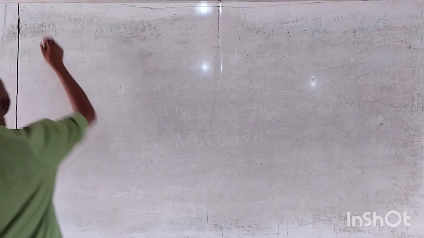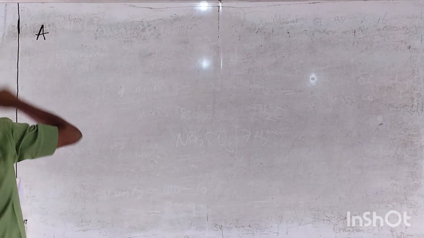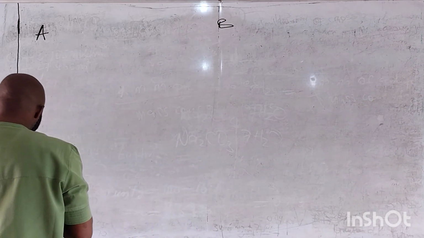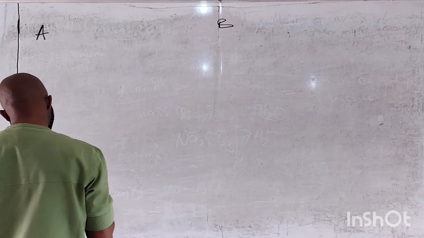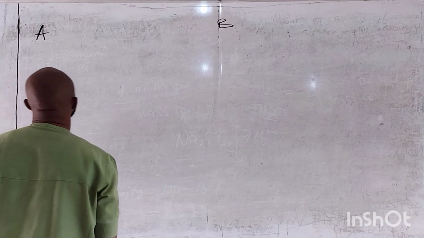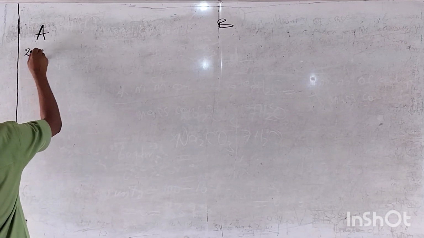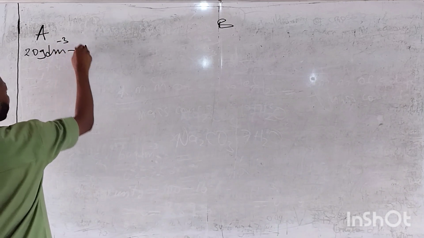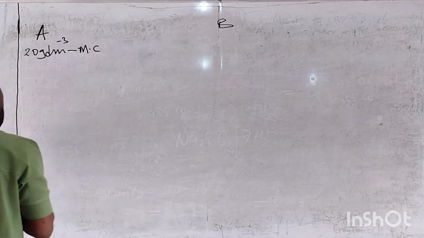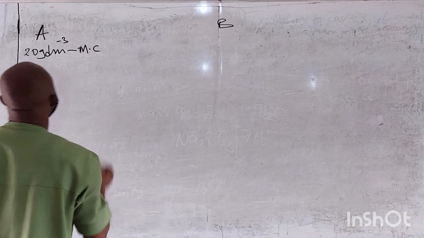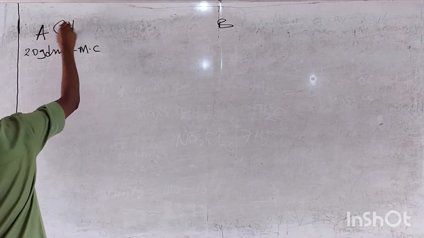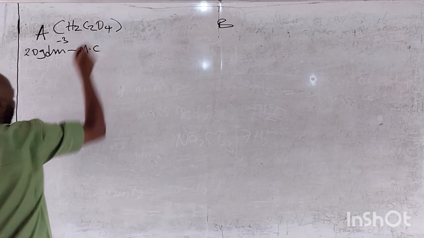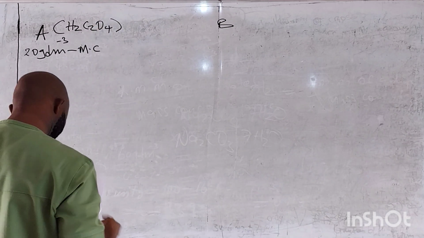A is always for acid, and B is for our base. So let's start with A. A contains 20 gram, so here I have 20 gram per dm³. That is the mass concentration of the acid. And what is the acid? Ethanedioic acid, H2C2O4. That's our acid.